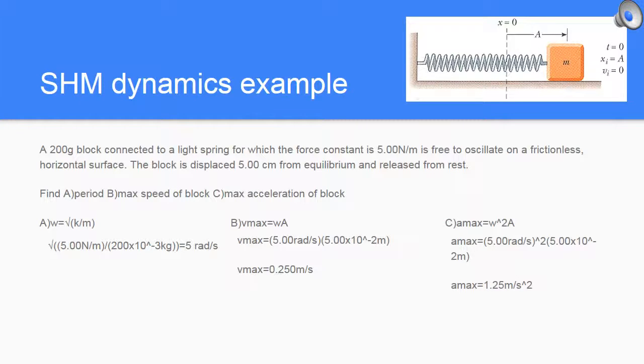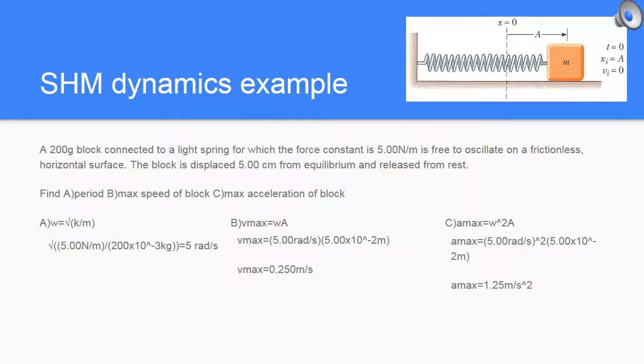And we are trying to find the period, the max speed of the block, and the max acceleration of the block. So first we're going to find the period. And so when trying to find the period, we are first going to solve for the angular velocity. And angular velocity is equal to the square root of the spring constant over mass. So we're going to have the angular velocity equals the square root of 5 newtons per meter over 0.2 kilograms. And then that leaves us with that the angular velocity equals 5 radians per second.